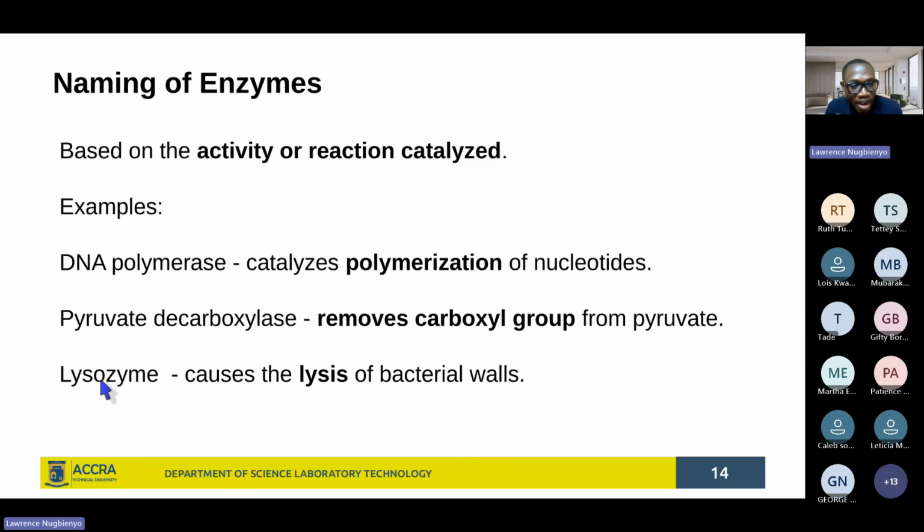Then another way is, this time around, not adding the suffix ase, but rather adding zyme, from the word enzyme. The activity is the breakdown of bacterial cell walls, what we refer to as lysis of the bacterial cell walls. And the name of the enzyme is lysozyme. Here too, you have the naming based on the activity that the enzyme is catalyzing.